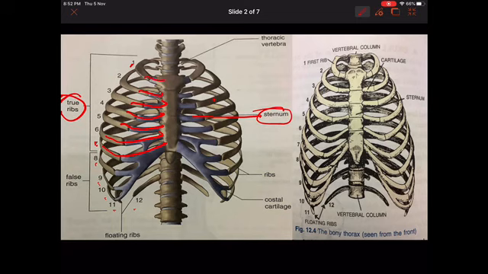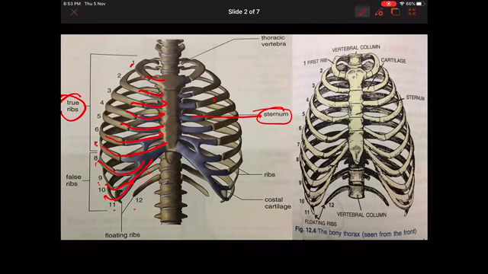They are fully formed. The next 8th, 9th, 10th pairs of ribs do not attach directly with the sternum, but they join the 7th rib with the help of hyaline cartilage. You can see here, they join the 7th rib, and this one is joining this. So they are not capable of going up to the sternum, and they are half formed. That's why they are called false ribs. And the last two are called floating ribs, because they are attached with the vertebrae in the back, but in front they are not attached to anything, so they are floating. So these are called floating ribs.